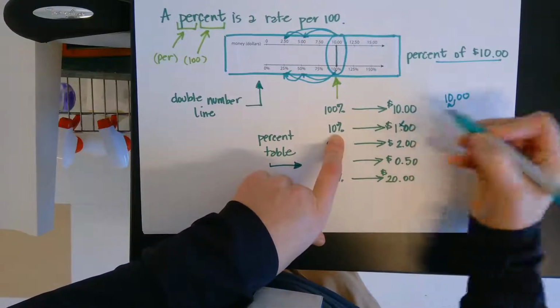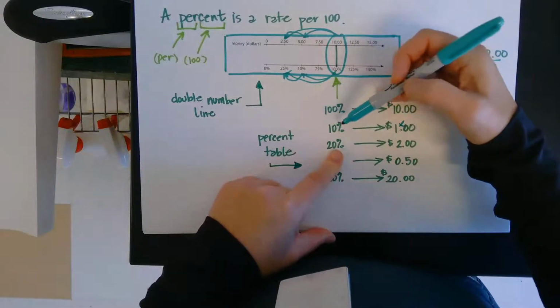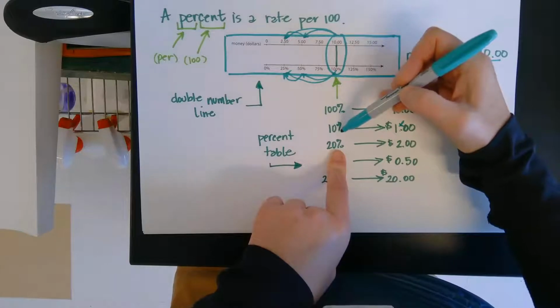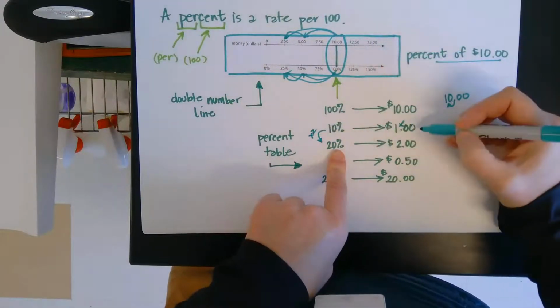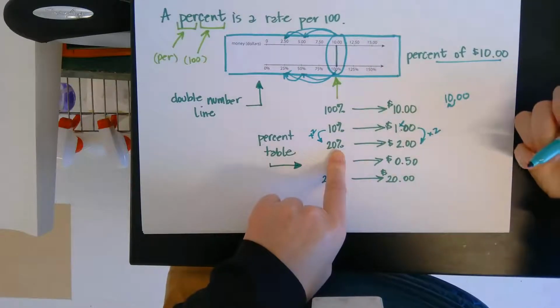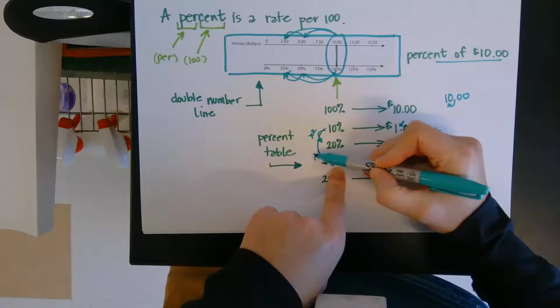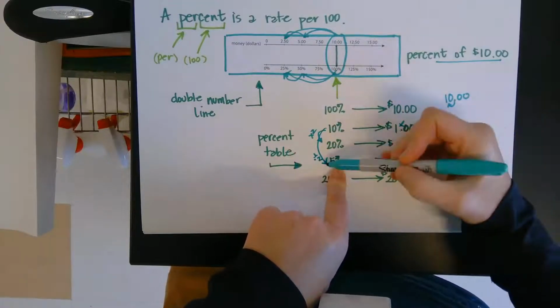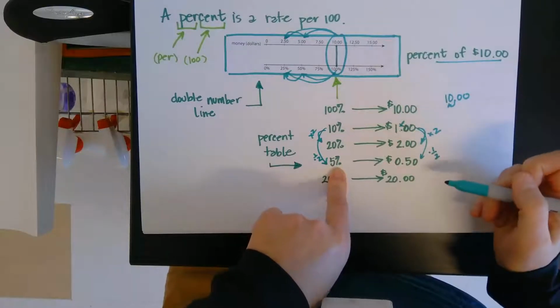So then if we know 10%, we can literally figure out every single other percent we need. So if 10% is $1, then 20% is double that. So it's going to be double this. It'll be $2. 5% is going to be half of our 10%, so I'm going to multiply by a half. So it's going to be half of $1, which is 50 cents.